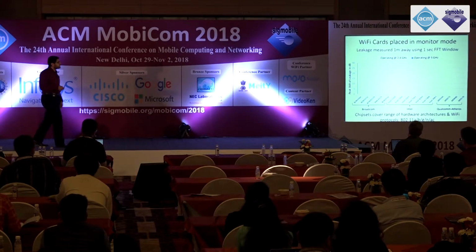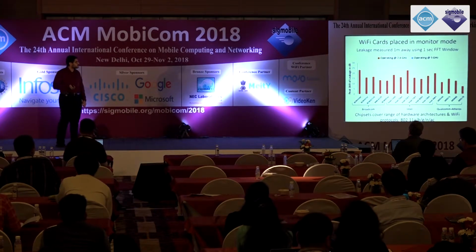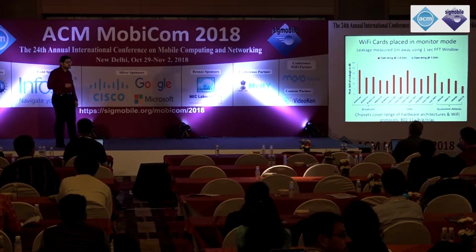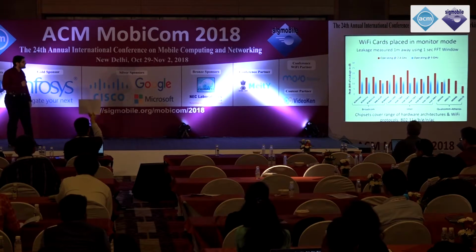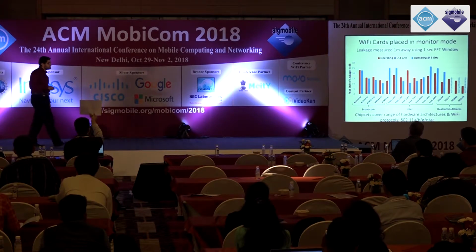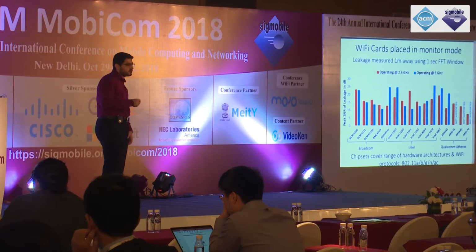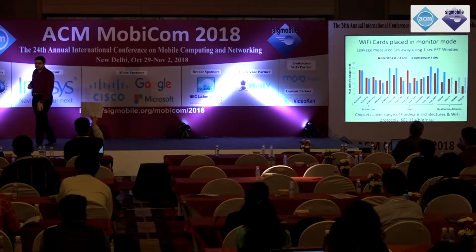If you operate in the 2.4 gigahertz channel, this is the leakage you're going to see, between 7 and 23 dB. And if you operate in 5 gigahertz, this is the leakage you're going to see. Now, some of these cards just don't support 5 gigahertz.